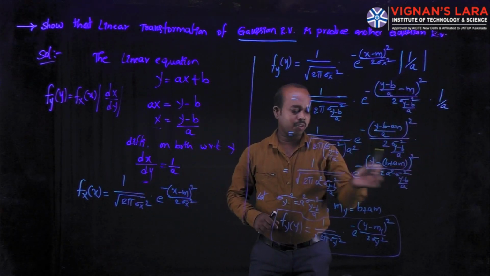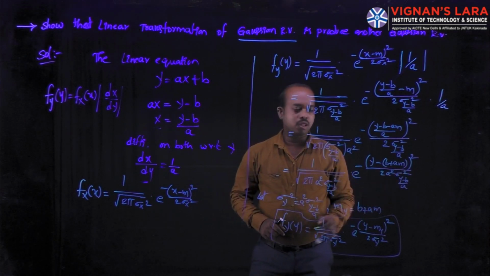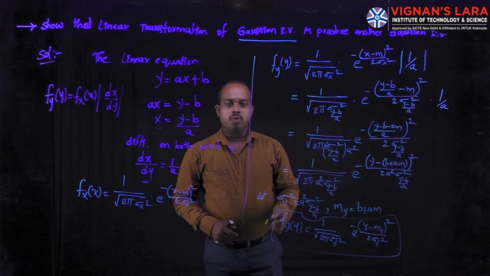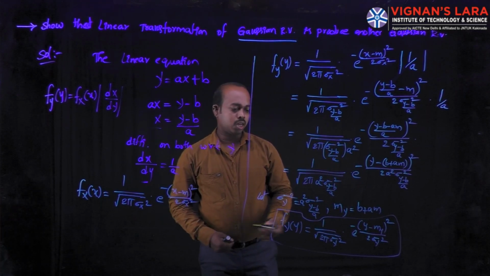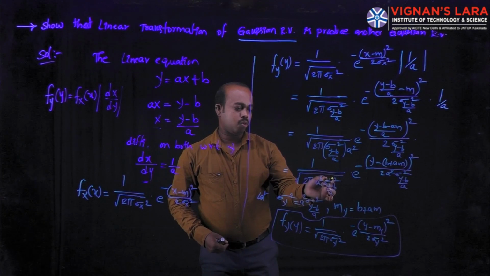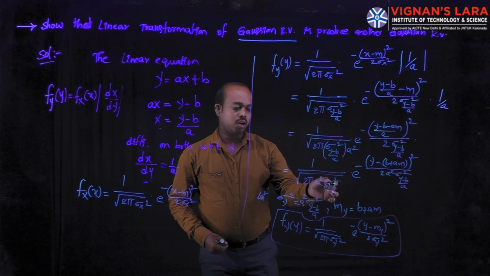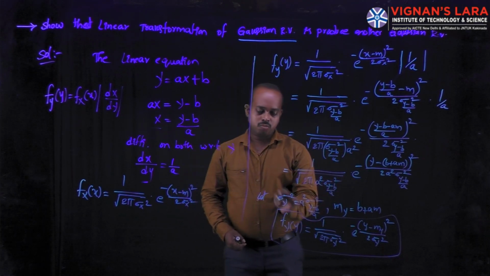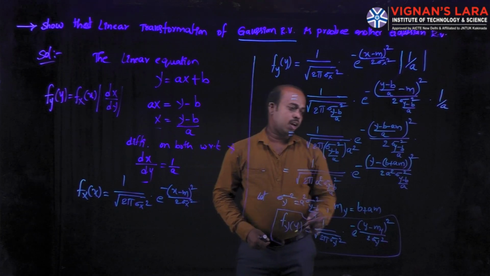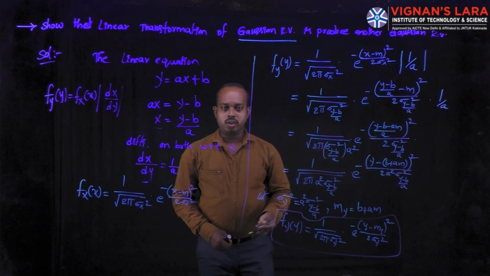Finally, I simplified this entire equation and got these values in terms of y. For simplicity of representation, I have to consider some assumptions. This quantity, a square into sigma square, I consider as sigma y square. Similarly, the quantity b plus a times the mean, I take as the mean value of y.